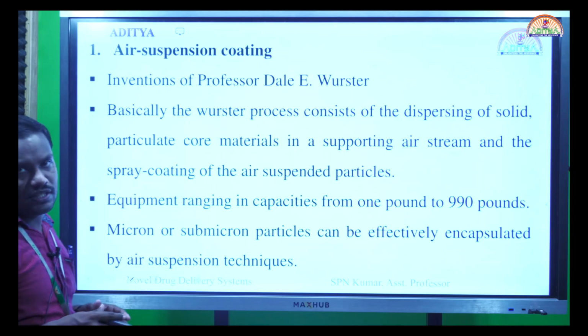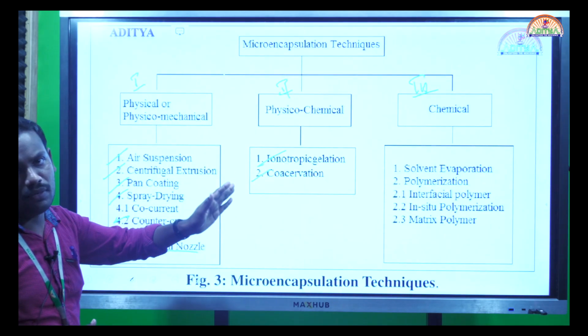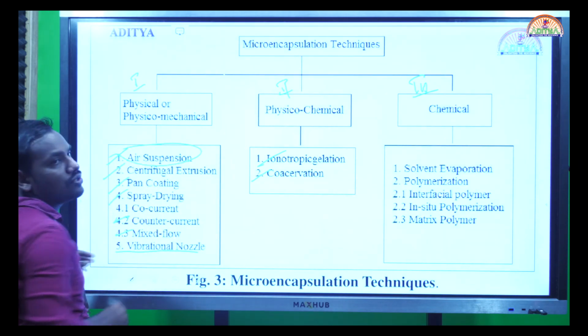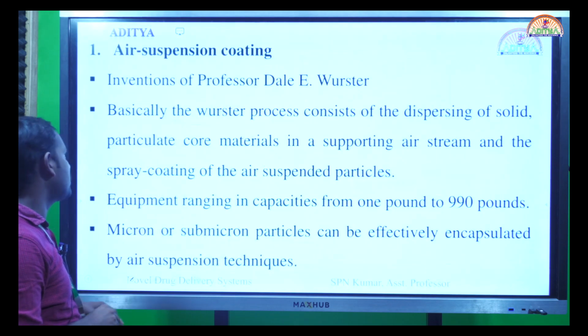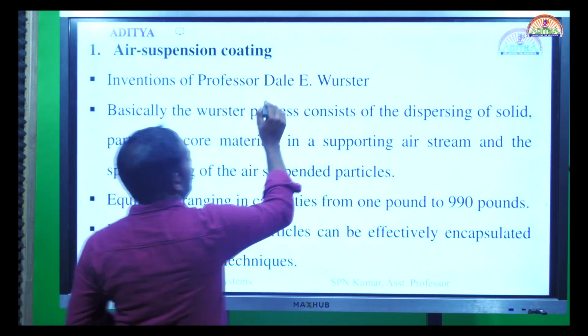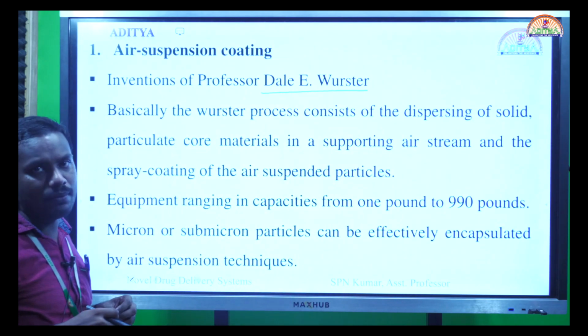Let us discuss. In this flow chart we have seen there are three mainly: physical, physicochemical, and chemical. First one is physical. In the physical, the first one is air suspension process. Let us learn about the air suspension process. So what is air suspension? This technique was discovered by Dale E. Wurster while he was working with a tablet manufacturer.